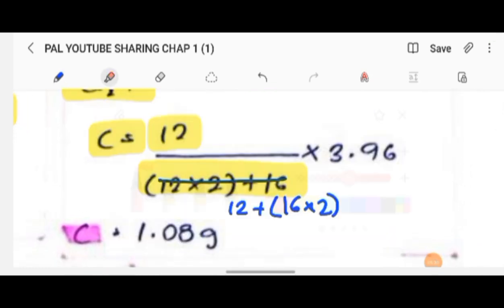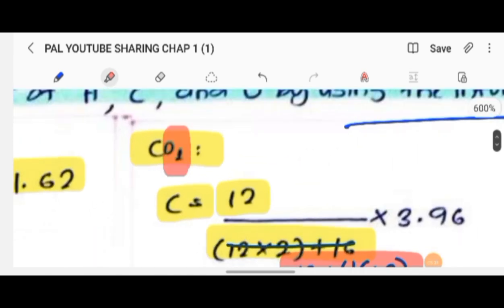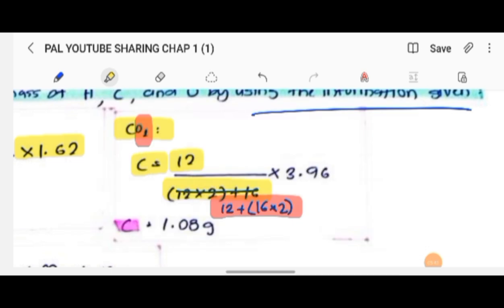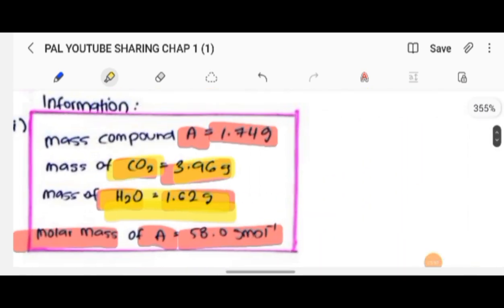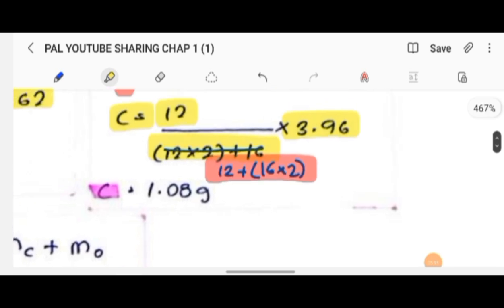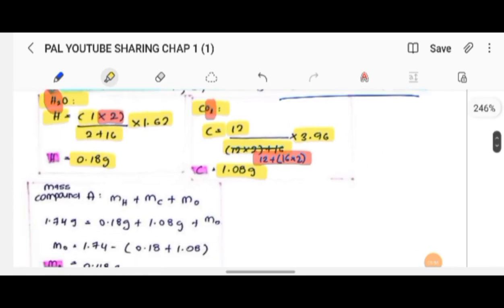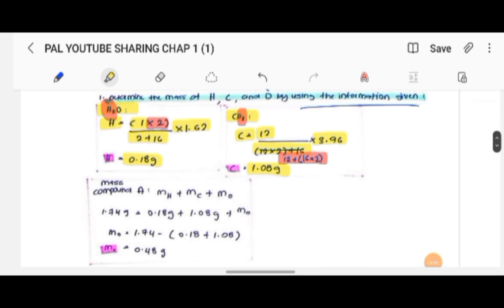Okay, so 12 divided by 12 plus 16 times 2, because the 16 is oxygen, and there are two here, not carbon. Okay, and then we will multiply with the mass of carbon dioxide, which is 3.96 gram. So when we do the calculation, we will get 1.088 gram. Okay, and then we now have the mass of hydrogen and carbon.